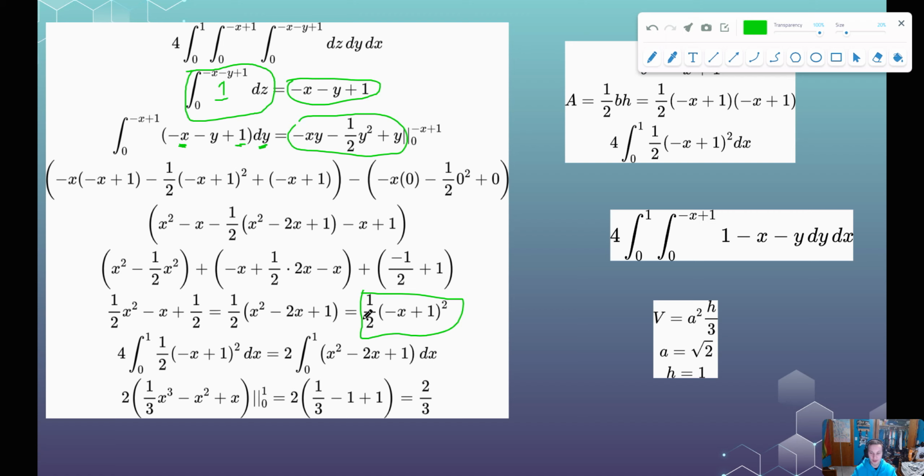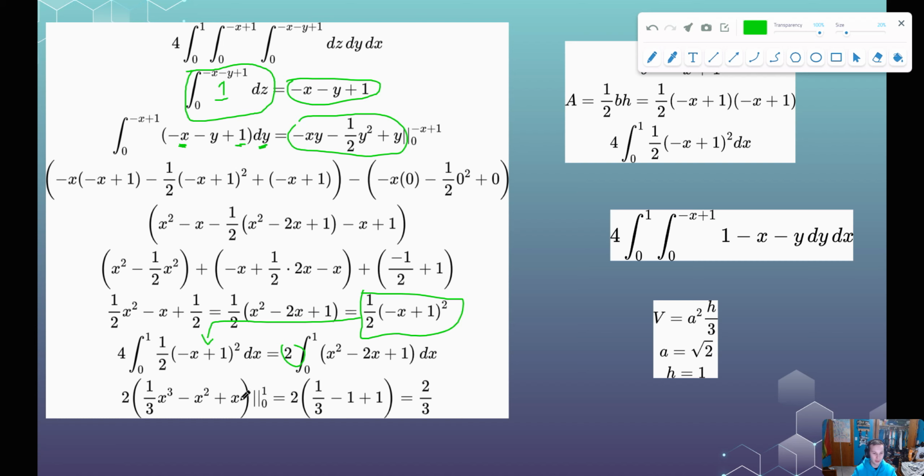It might not be interesting to you, but that's what we get. And what that allows us to do is plug that into our last integral, 4 times the integral from 0 to 1 of this quantity. You end up getting this 2, because 4 times 1/2 is 2. You expand this out, which makes doing the integral a little bit easier.